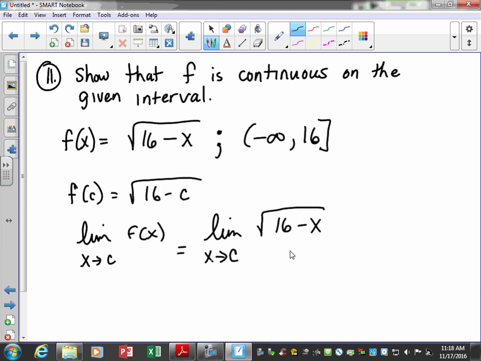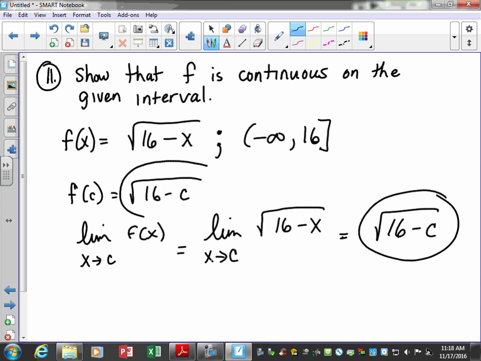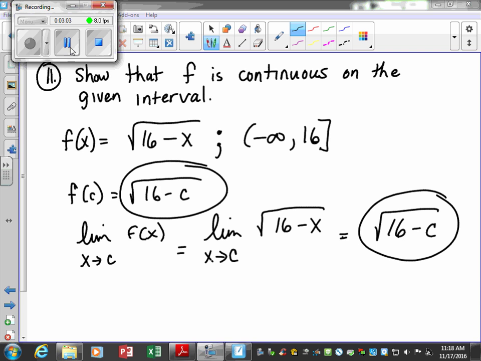Now, what happens if you direct substitute here? What do you get? Yeah, if we evaluate the limit as x approaches c, we would get the square root of 16 minus c. And therefore we show that, hence continuous. Let me state that. The limit of f of x as x approaches c, which in this case is here, exists. And when we evaluate it at c, these two are equal to one another.